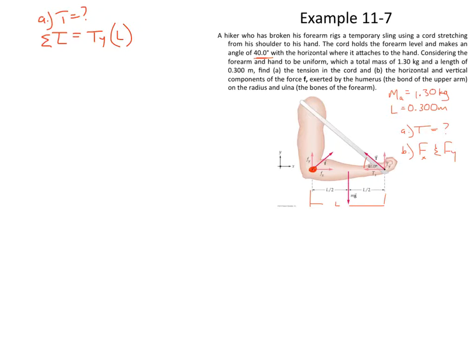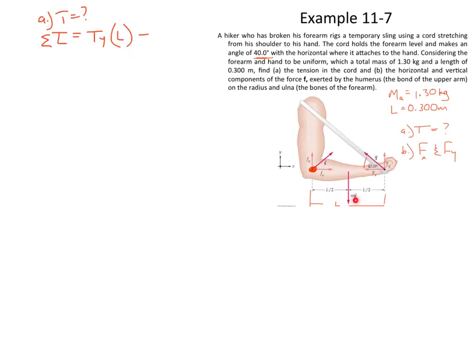Oops, I don't want to put an equal sign. I want to put a minus sign. Ty is acting upwards, creating a counterclockwise rotation, which we call positive. What is acting downwards? Well, the weight of the arm. If your arm didn't weigh anything, then you wouldn't need a sling to hold it up. So what is the weight of the arm? It's this mg right here.